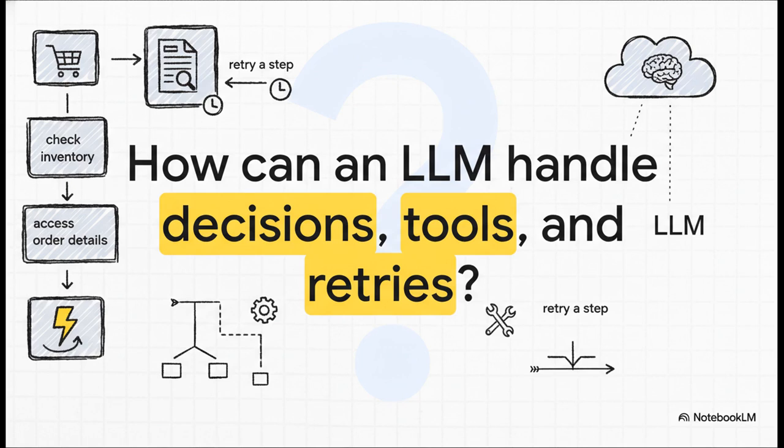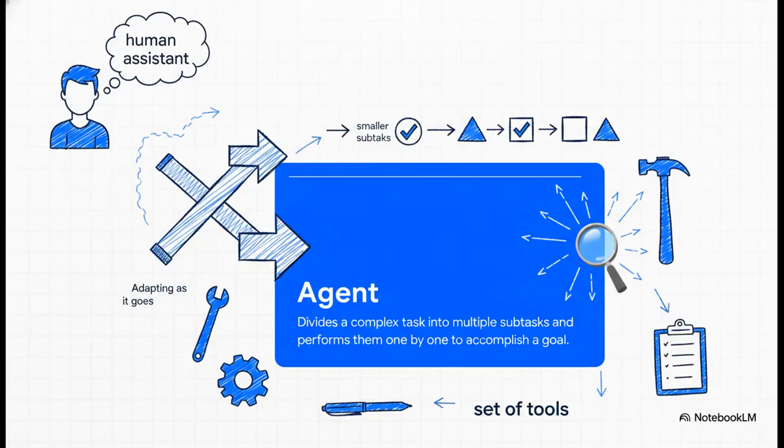Something that might need to check inventory, look up an order, and this is a big one, try again if one of those steps fails. The answer is you build an agent. An agent is a much smarter system. Think of it like a little project manager. It takes a big goal, breaks it down into smaller steps, and then uses a bunch of different tools to get those steps done, changing its plan as it gets new information.